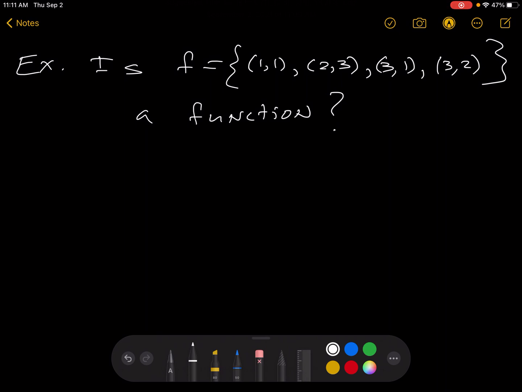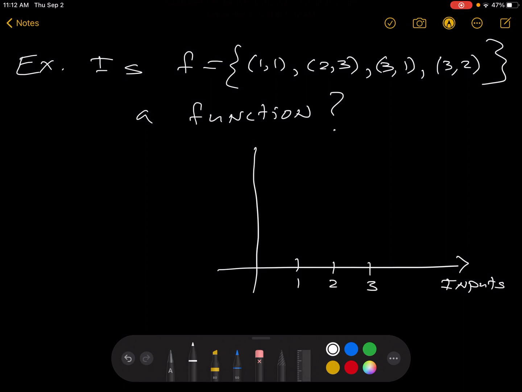Now remember, we can graph this function. Let's graph it. Let's see, our inputs, the x-coordinates, let's see, we got 1, we got 2, and we got 3. And our outputs, those are the y-coordinates. It looks like we have 1, 2, and 3 as well.